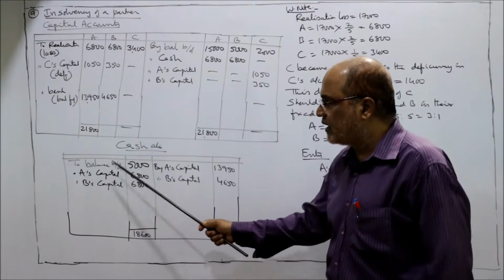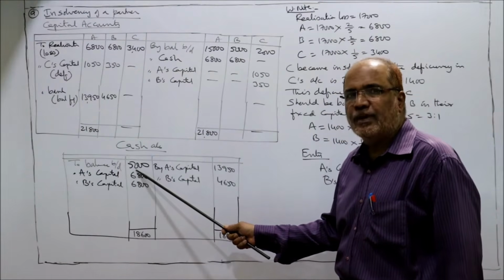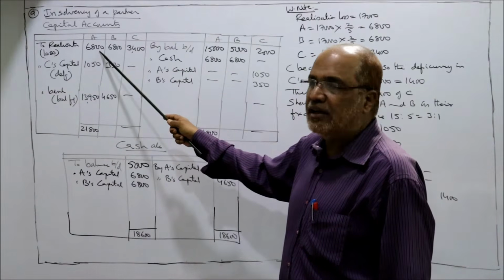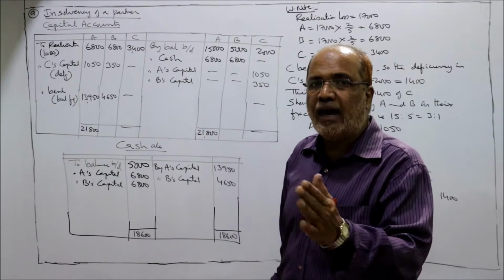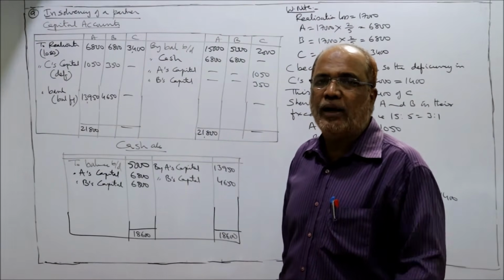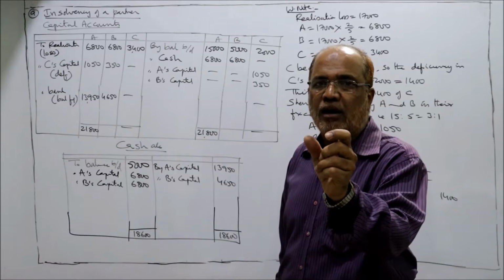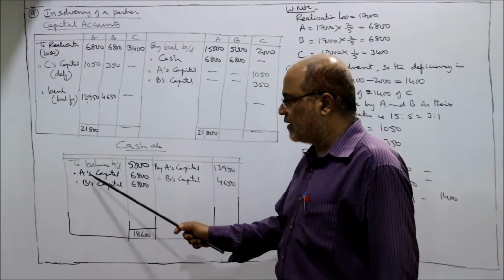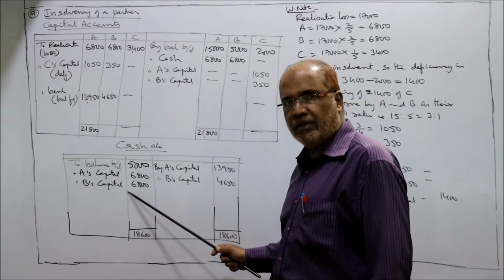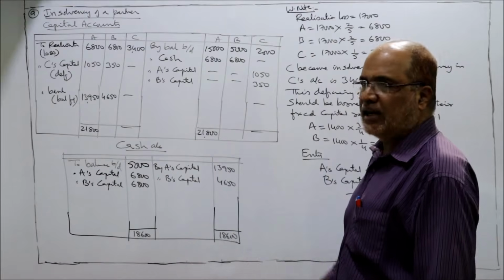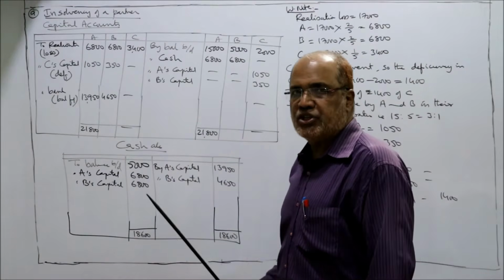So first I have made the cash account, with an opening balance of cash 5,000. What is the share of realization loss of A? 6,800, and B 6,800. Now A and B have to bring cash up to 6,800. So the entry will be cash account debtor to A's capital, to B's capital. So we debit the cash account and credit A and B, by cash 6,800, 6,800.